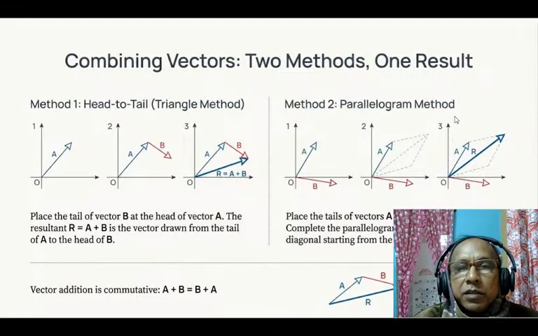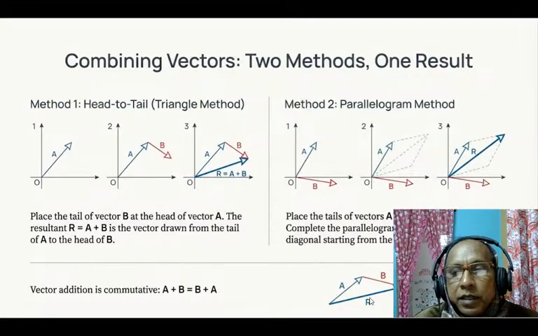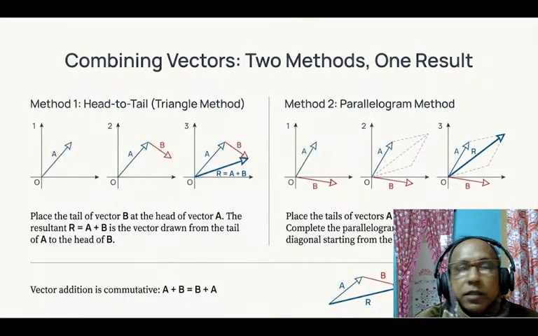Method 2, the parallelogram method. This is vector a, this is vector b, right? Place the tails of vector a and vector b at a common origin. Complete the parallelogram. The resultant R is the diagonal starting from the common origin. That is the resultant, vector a plus vector b. Now, vector addition is commutative. That is, a plus b is equal to b plus a. You see here, a plus b is the resultant, and b plus a has the same resultant, with the same magnitude and the same direction also. We will find these things.